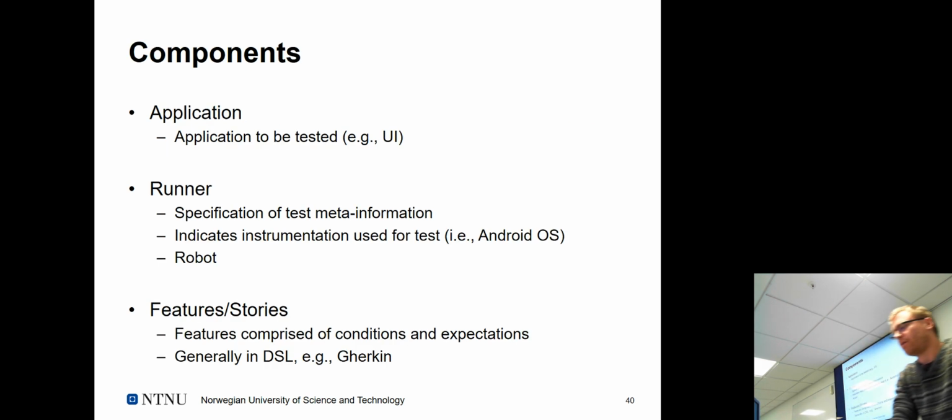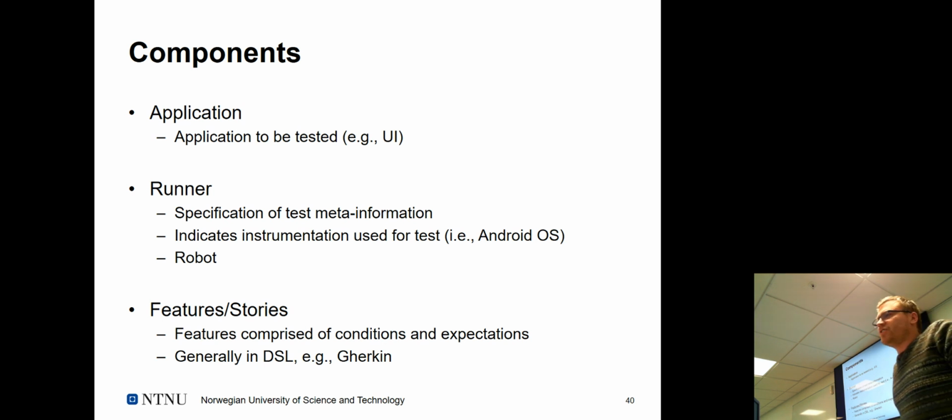Right, and the fundamental components are basically, well, you have an application that's to be tested, generally UI, right? So then you have a runner. This is kind of a specification of meta information. It sets up the instrumentation, very specific to the framework that is used for the test. Also specifics about the Android operating system.